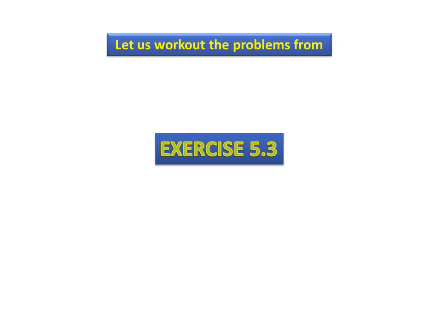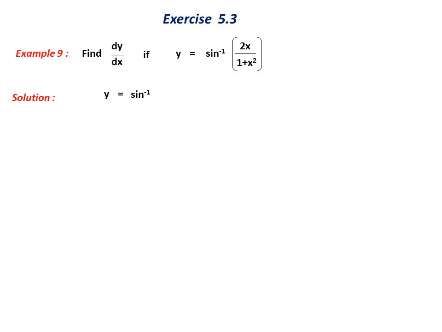I have taken almost all examples because this exercise contains only a few examples. Let us do it. First question is 5.3, ninth question, because this exercise contains both implicit differentiation and inverse trigonometric differentiation. So the first one is find dy by dx if y equal to sine inverse of 2x by 1 plus x square. Now you can guess what the substitution is. It is not the chain rule now. Consider y equal to sine inverse 2x by 1 plus x square. Put x equal to tan theta once again.